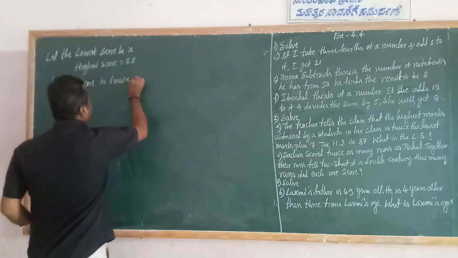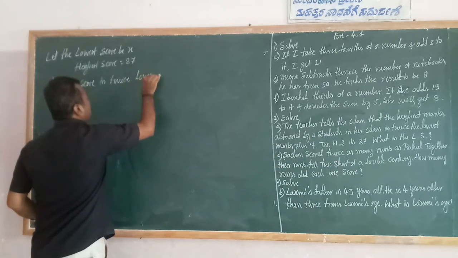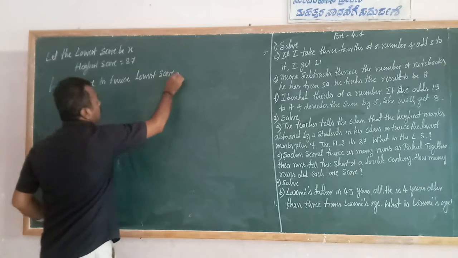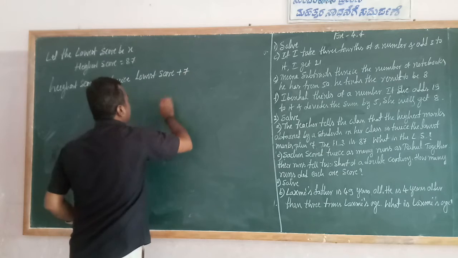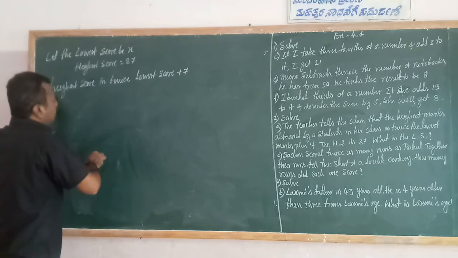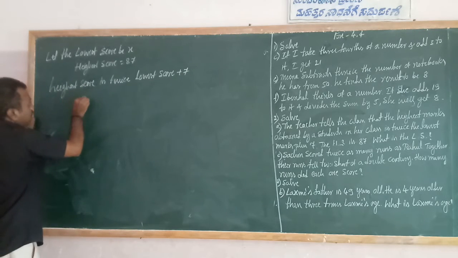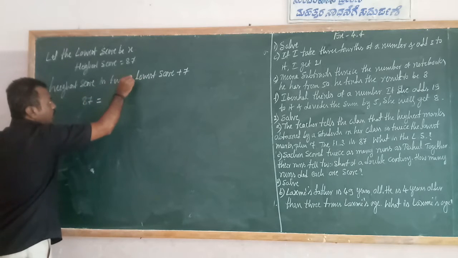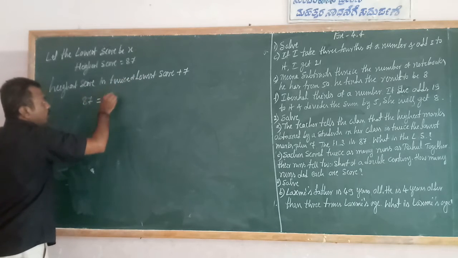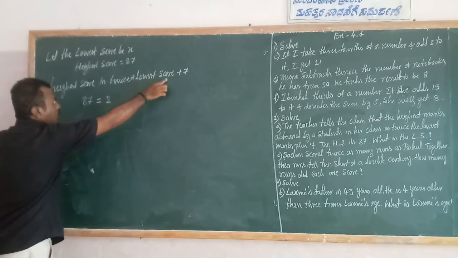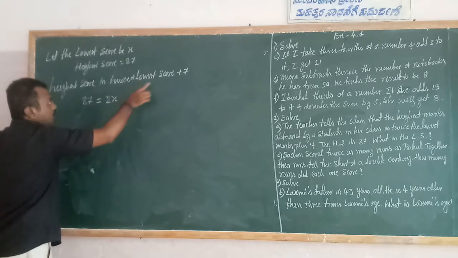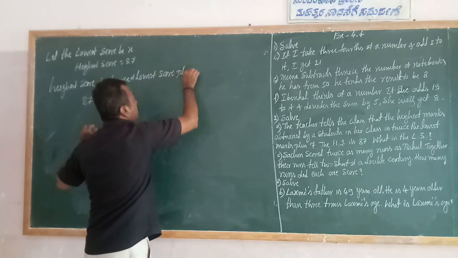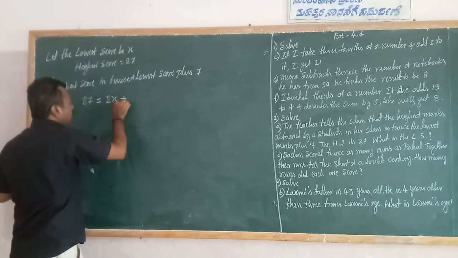Lowest marks means lowest score, plus 7. Okay. See, students, what is the highest score? 87. It is equal to twice the lowest score. Twice means 2, lowest score I don't know, we can take it as X, plus 7.